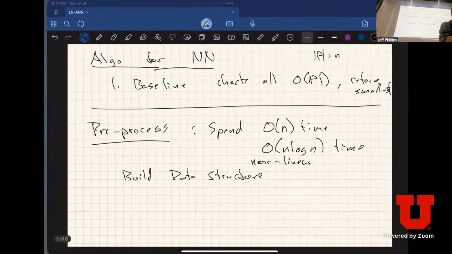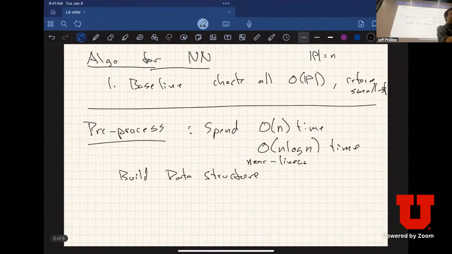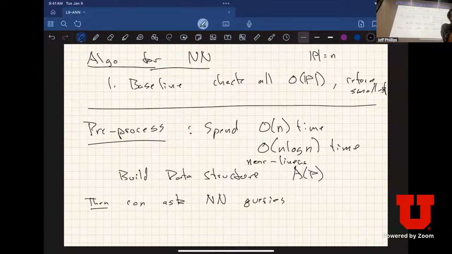I'll call this A of P. And then I'm going to be able to ask A of P nearest neighbor queries, and I want to be able to ask those queries more efficiently, so I can ask nearest neighbor queries of A of P quickly.